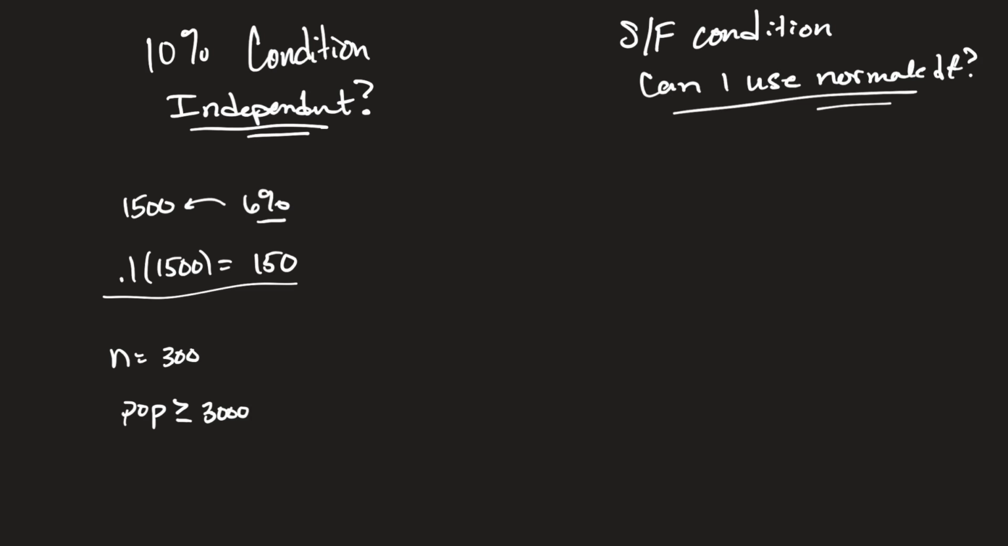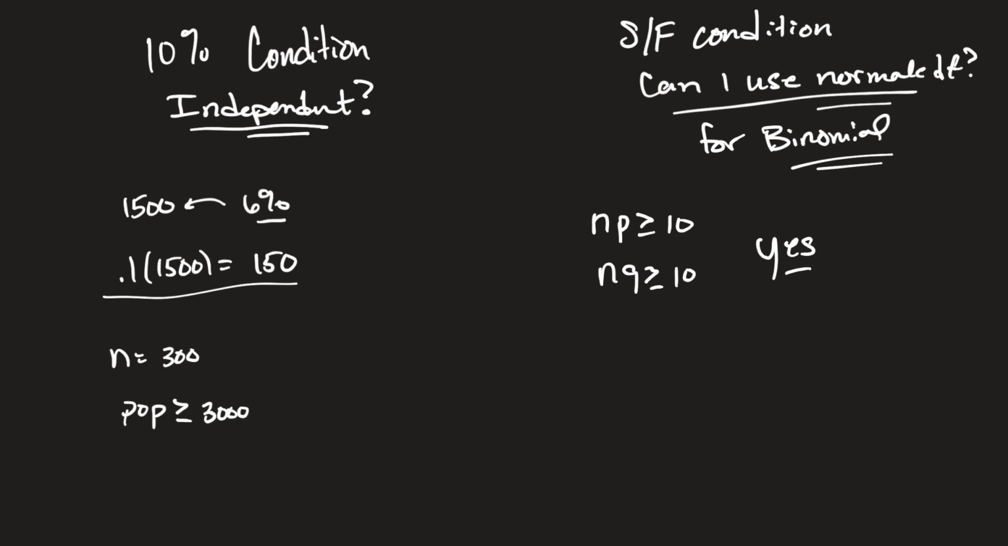Switch gears. The success or failure condition is an entirely different condition. It's asking, can I use normal CDF to estimate binomial? This only goes with binomial distributions. It doesn't even make it into the conversation about geometric. The deal is that if n times p is greater than or equal to 10, and n times q is greater than or equal to 10, then yes, you can use the normal model.